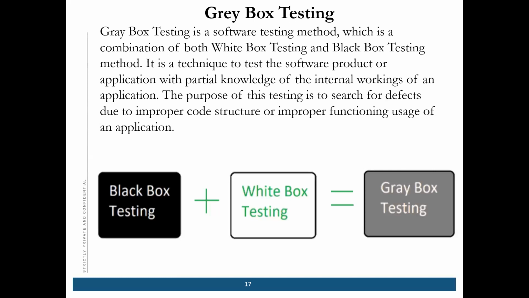The purpose of this testing is to find the defects due to improper code and improper functionality usage. So what is the aim of our testing? What is the aim of our QA part? Quality analysis is to give a good quality product, right? Either by functional testing, or by coding purpose, or by doing a combination of both, but we have to give a good quality product to the client. So that is our aim, and it should be a defect free product. That's why we are doing testing.